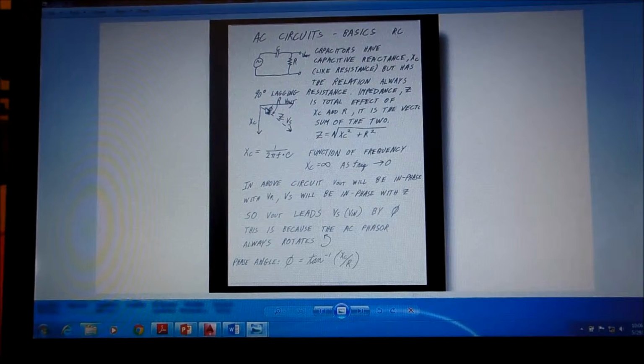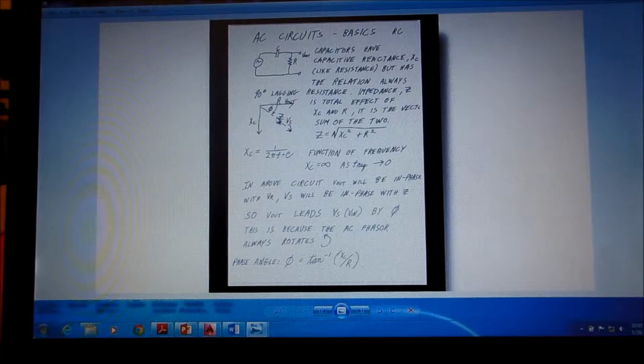The total impedance of the circuit is going to be Z, which is the vector sum of these two, which is just the Pythagorean theorem. The actual reactance of the capacitor is 1 over 2 pi f, where f is our frequency, times the capacitor value. And so it's a function of frequency. As X goes to infinity, or as frequency goes to 0, that value goes to infinity. So capacitors don't let anything through at DC.